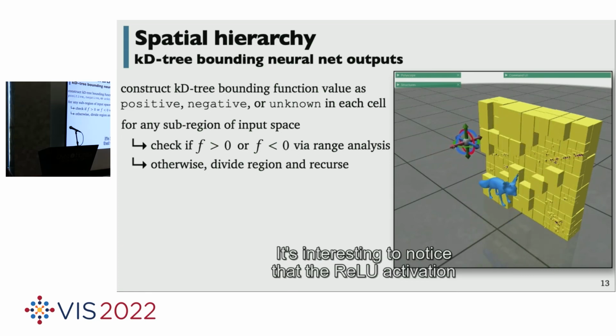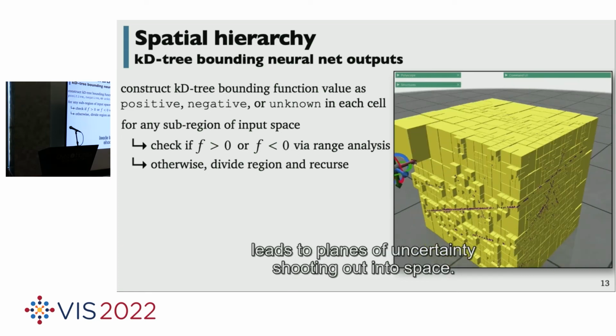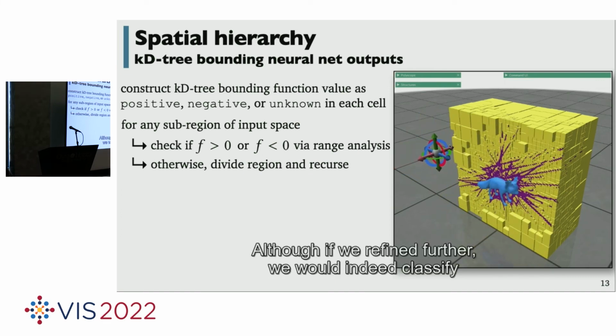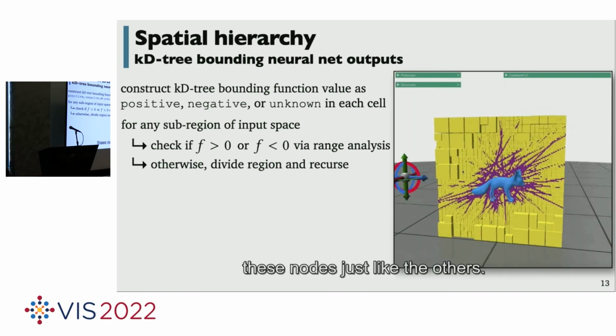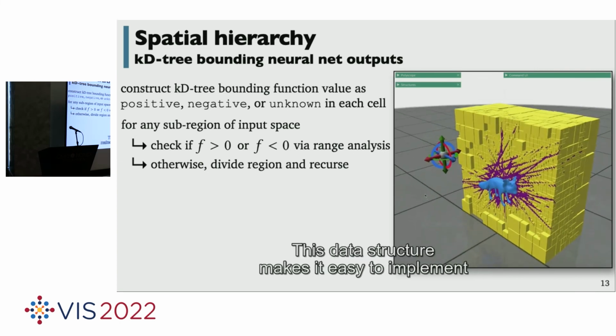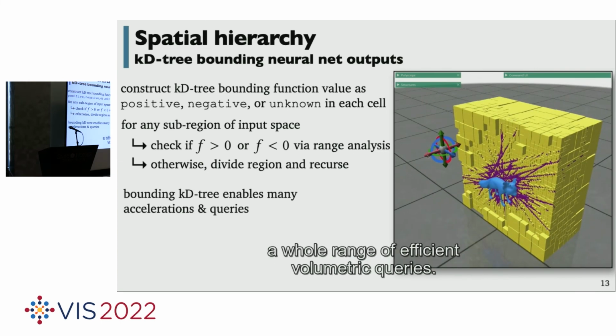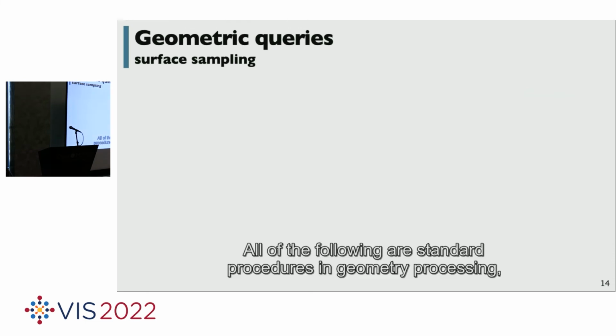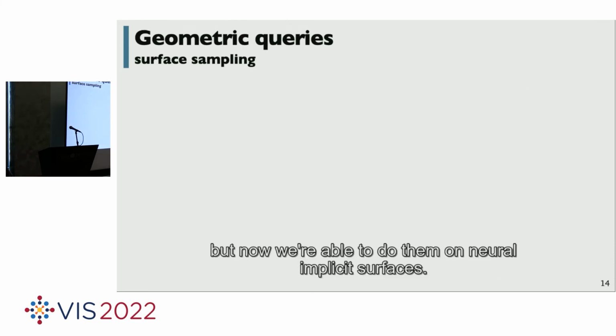It's interesting to notice that the ReLU activation leads to planes of uncertainty shooting out into space, although if we refined farther, we would indeed classify these nodes just like the others. This data structure makes it easy to implement a whole range of efficient volumetric queries, all following standard procedures in geometry processing, but now we're able to do them on neural implicit surfaces.